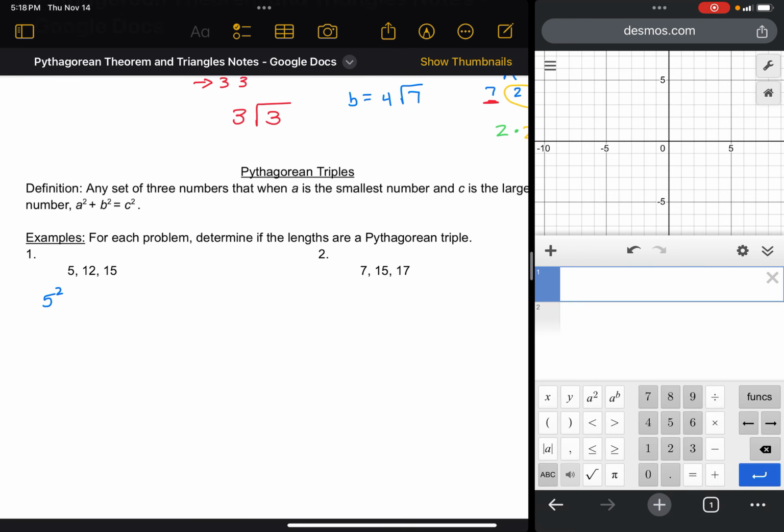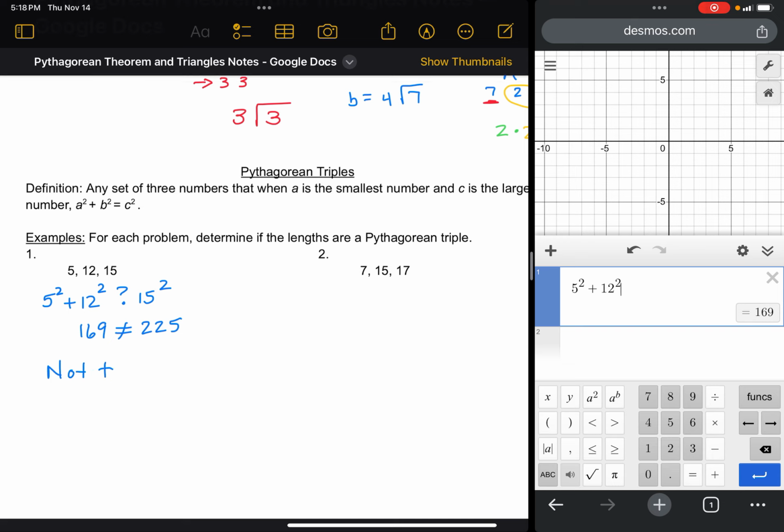Okay, so I have 5 squared plus 12 squared, and we want to know, is it equal to 15 squared? So 5 squared plus 12 squared is going to be 169. This is 225. They are not equal, so they are not triples.